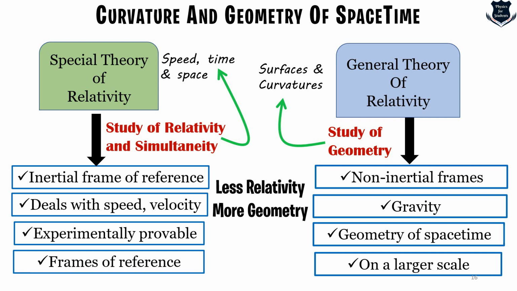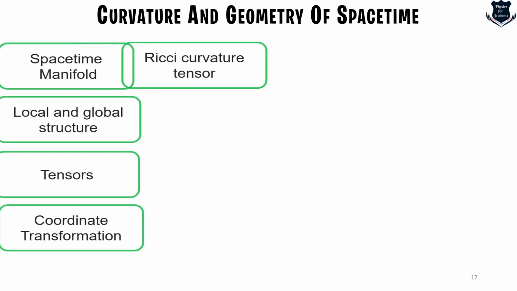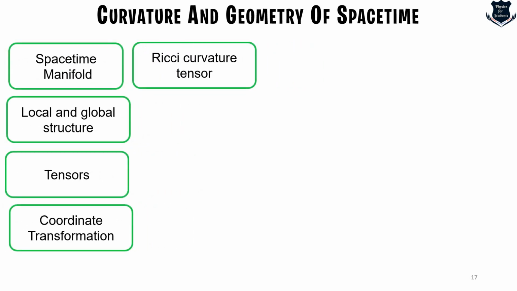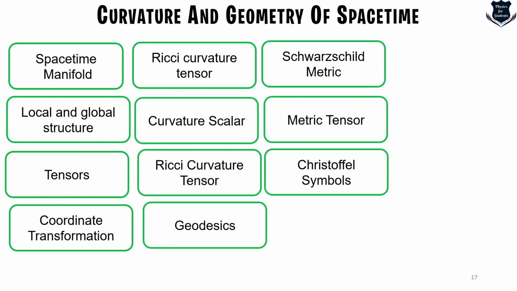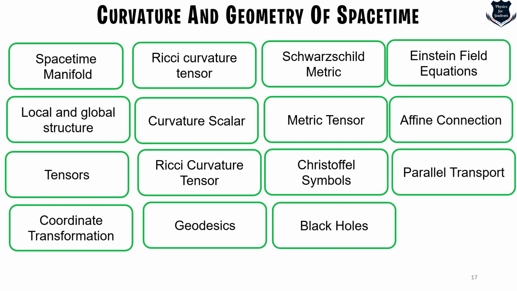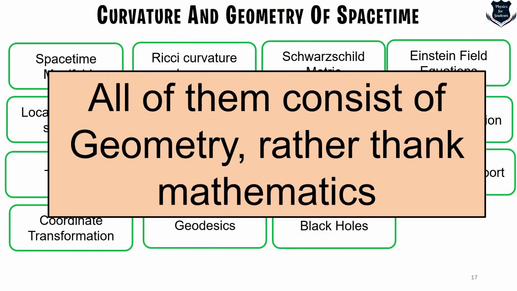After having said that, some of the most important concepts or ideas of the general theory of relativity are these: spacetime manifold, tensor, Ricci curvature, and those who already know differential geometry can see that most of these concepts are already covered in differential geometry. So all of this, affine connection, parallel transport, even the Einstein field equation, actually shows this.